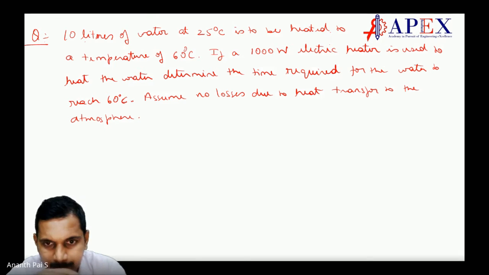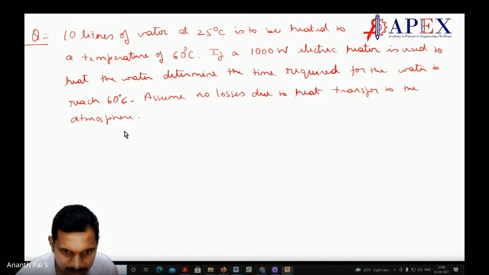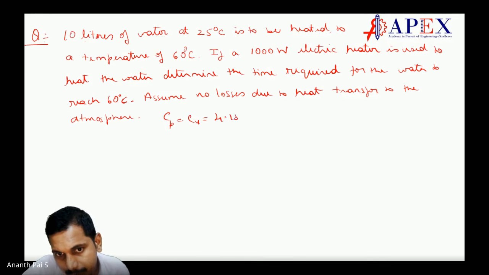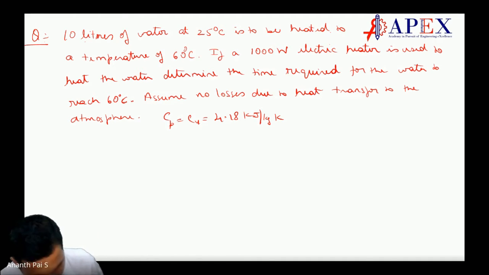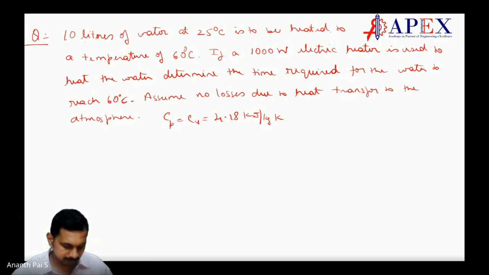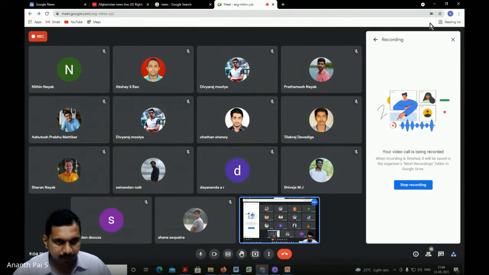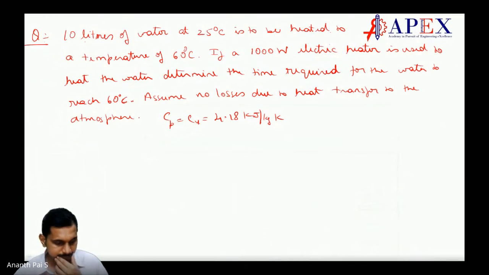How do you do that? Do it fast. You know how to do it, everyone? First of all, do you need any additional formula? Yes, you need Cp equal to Cv equal to 4.18 kilojoules per kg Kelvin. I know for Ashutosh and Akshay this is simple basics, but for some of the students it is not. So we will go for that for 10 minutes, then we will go for other things. So please do it, students.